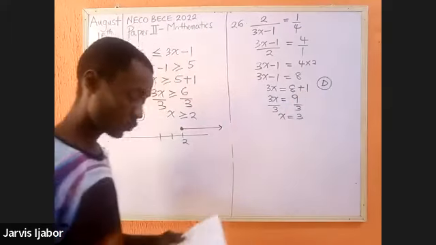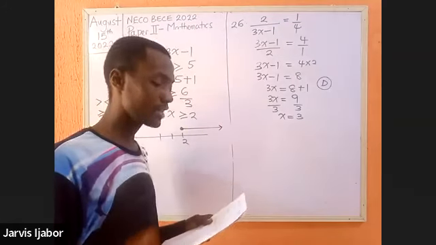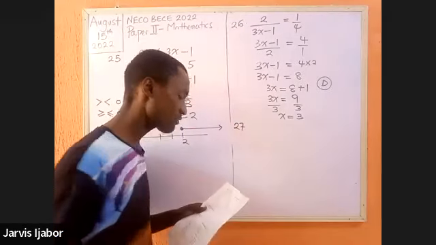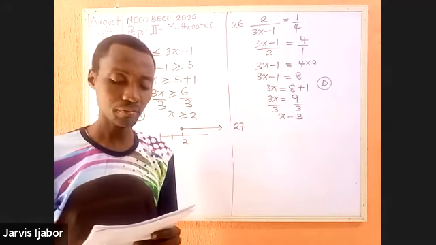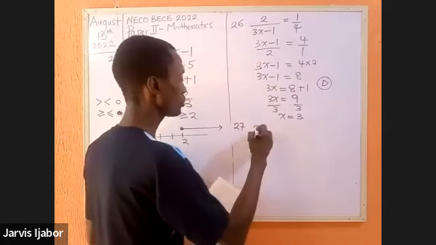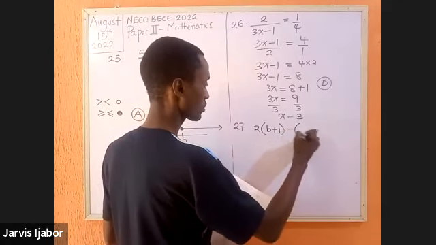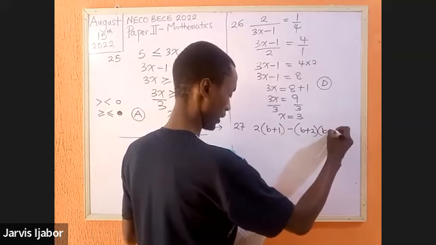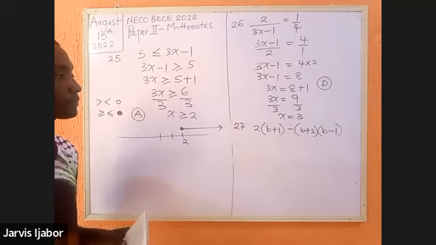So the option to that question would have been D. Okay, so let's go to question 27. Question 27 is testing your knowledge of algebraic simplification. I have 2 into (b plus 1) minus (b plus 2) into (b minus 1). So how do you solve a question like this?